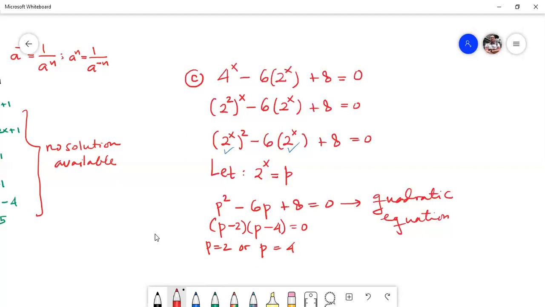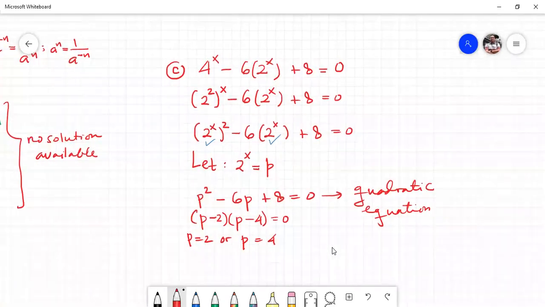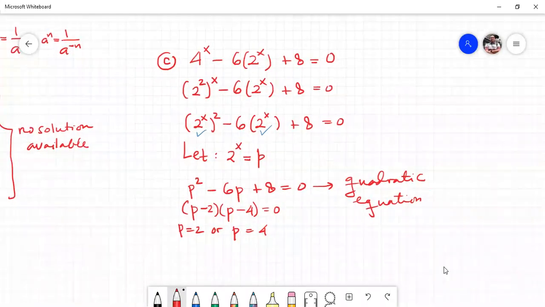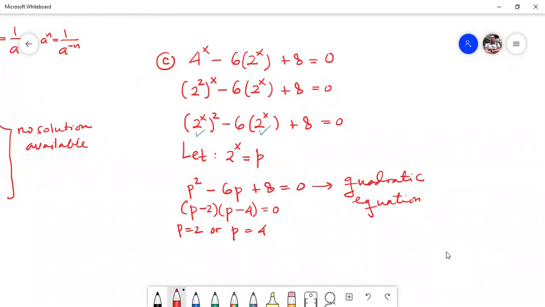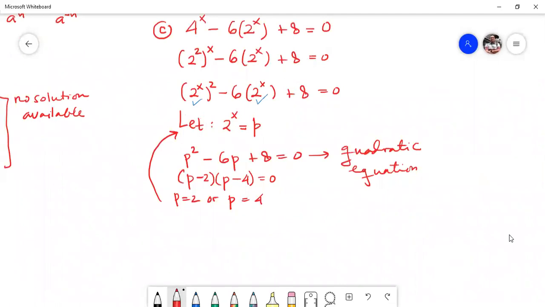Are we done? Not yet, of course, because we are dealing with x, not p. But p here is very helpful to get the value of x. Then we come back here. Since we are making 2 to the power of x equals p, we start one by one. We have two options, p is 2 and p is 4, so you have to try them both.